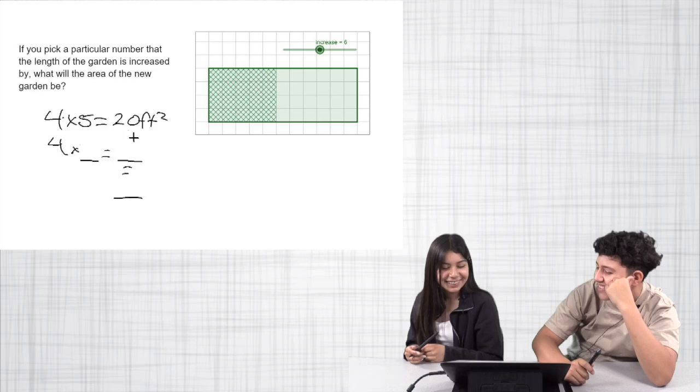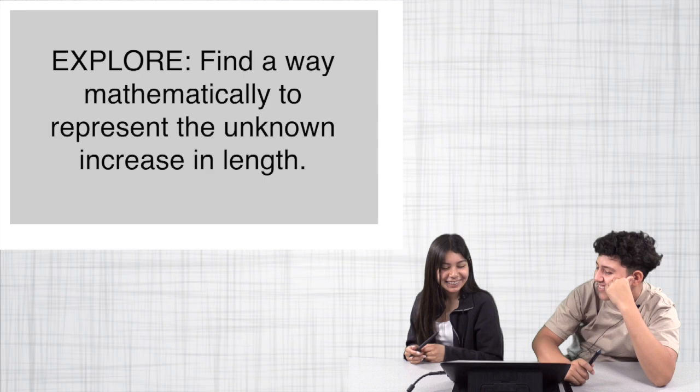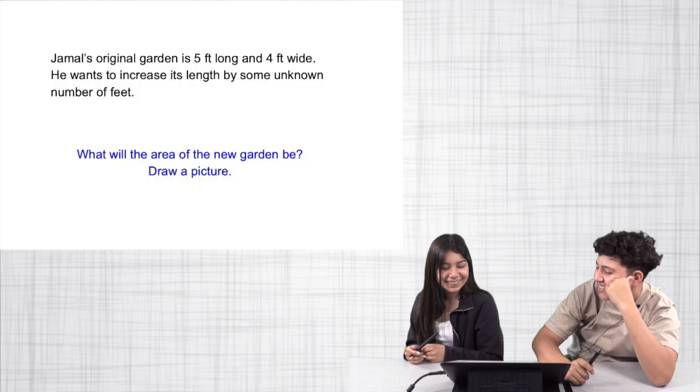In the last episode, Emily and Mauricio came up with a general method describing how to find the area of Jamal's new garden for an unknown increase in length. In this episode, they will work to find a way mathematically to represent that unknown number. But first, they will draw a picture to show the area of Jamal's new garden when the length is increased by an unknown number of feet.